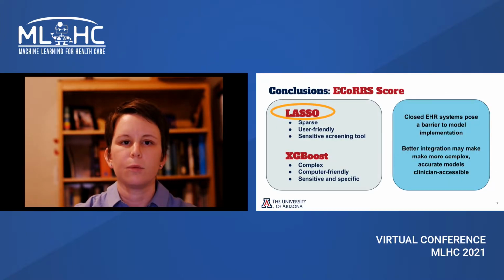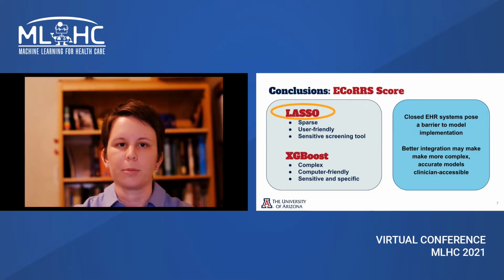In conclusion, we explored 2 methods to create the early COVID respiratory risk stratification score. Of these, XGBoost was by far the more complex, but also more accurate in terms of sensitivity and specificity. However, as our objective was to create a rapidly deployable, clinician-friendly bedside scoring tool, we present LASSO with its combination of just 6 parameters and high sensitivity as the final E-course score.